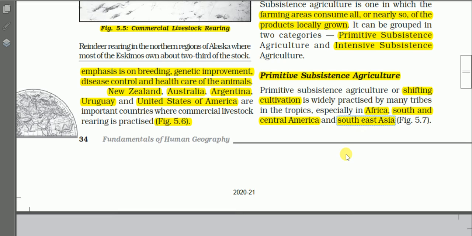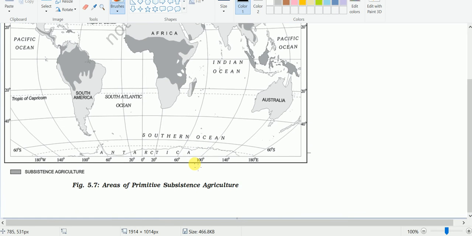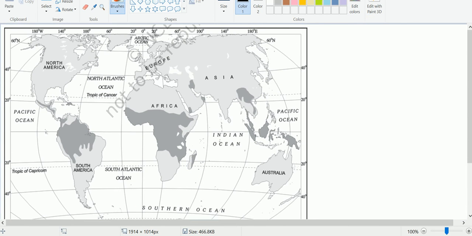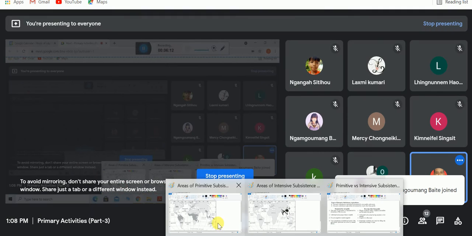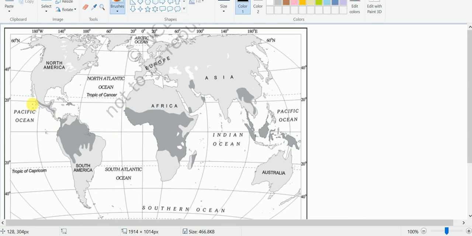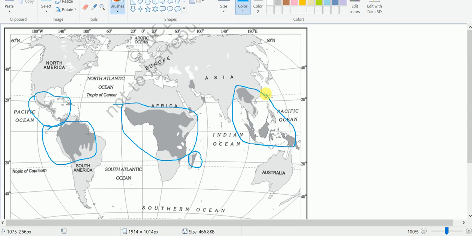Southeast Asian countries. Figure number 5.7 depicts the same. See, areas of primitive subsistence agriculture. Here we have the Central American part. This is the South American part, mainly covering Brazil. This is the Central African part, and here we have the island of Madagascar, and this is the Southeast Asian part. Southeast Asian countries here: Thailand, Laos, Cambodia, then Indonesian and the Malaysian islands.